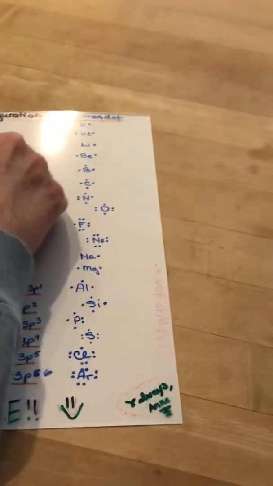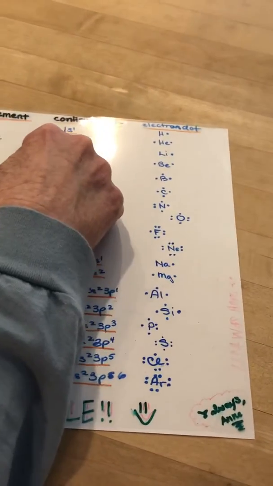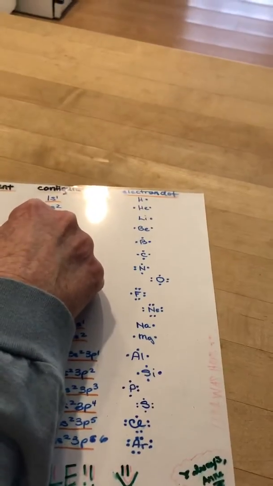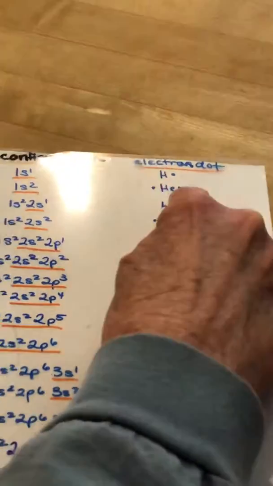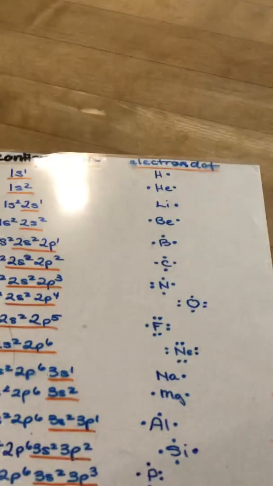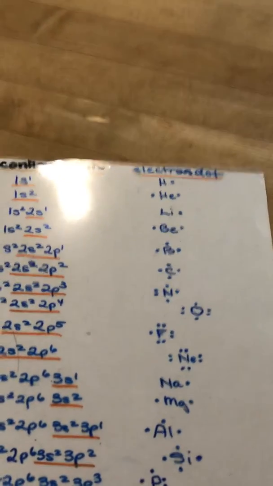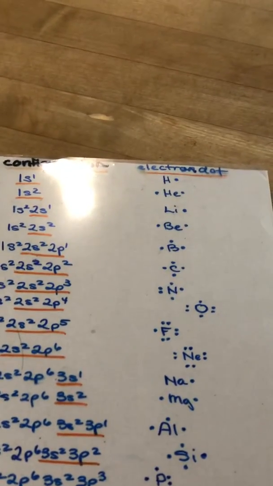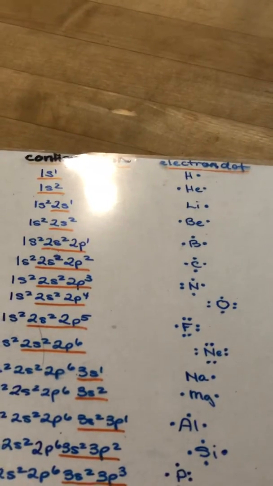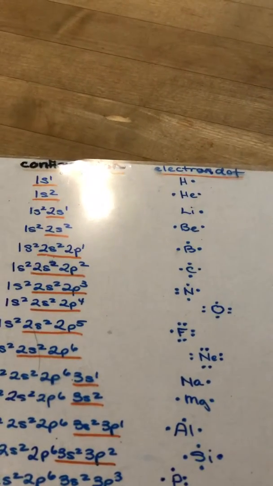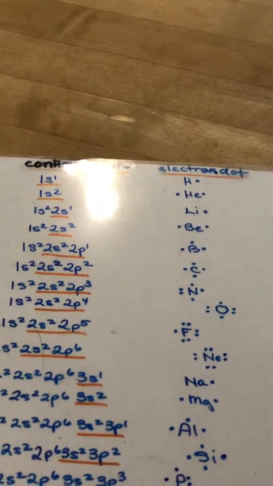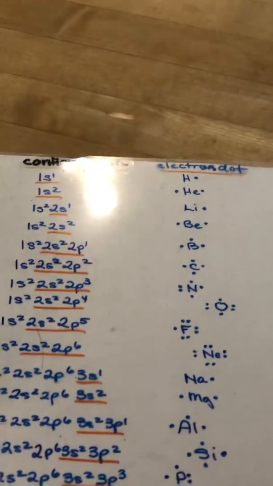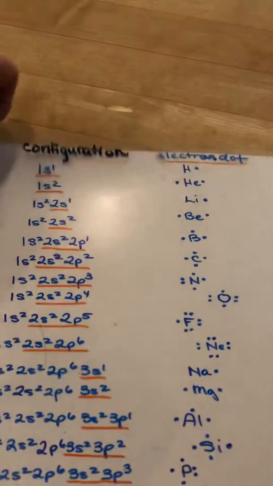In helium, we have a configuration of 1s2. It means there are 2 valence electrons or outer shell electrons. And the Lewis dot structure for helium looks like that. The whole idea with Lewis dot structures is that you want to form a square around the element with your electrons.